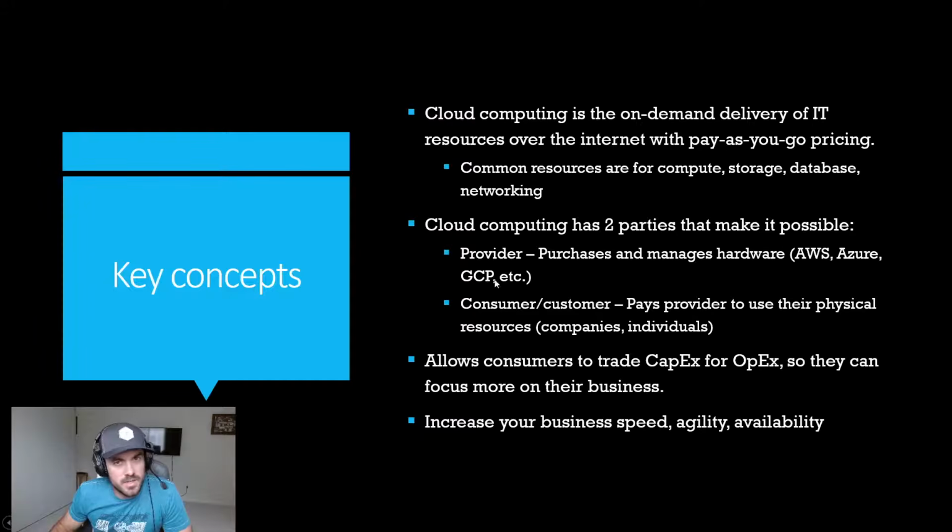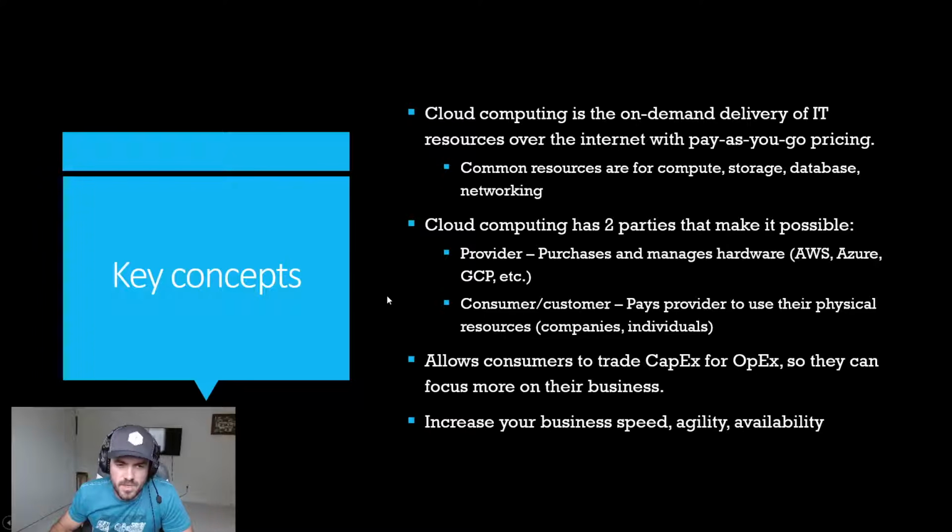Cloud computing has two parties that make it possible. These are the two parties in the shared responsibility model, as a little sneak peek. You've got the provider, which is the company that purchases and manages hardware. The big three are AWS, Azure, and Google Cloud, but there are many others as well. And then the consumer, the customer, that's you and me and businesses that use the cloud. We pay the provider to use their physical resources.